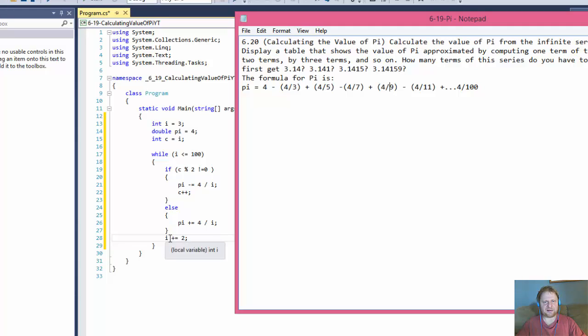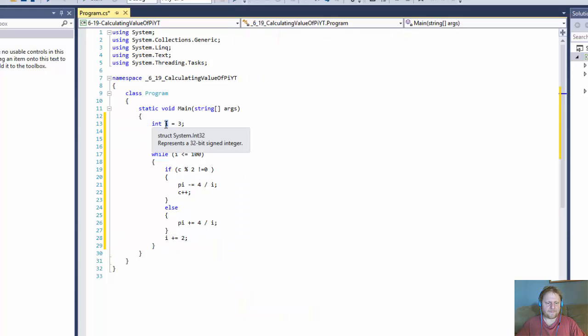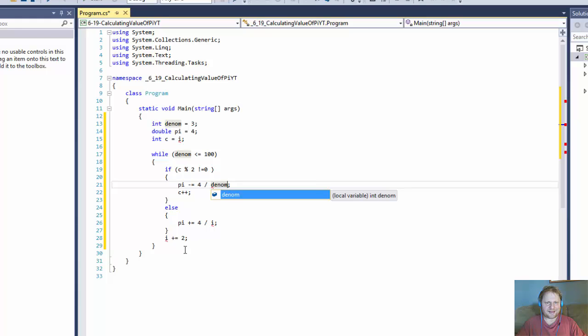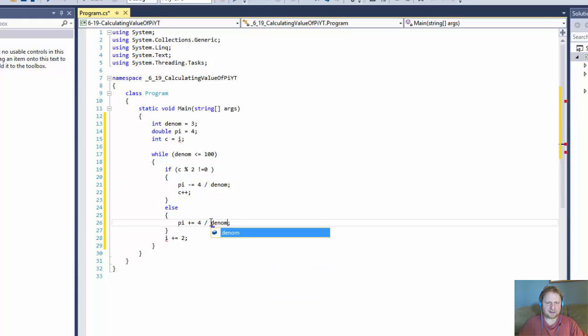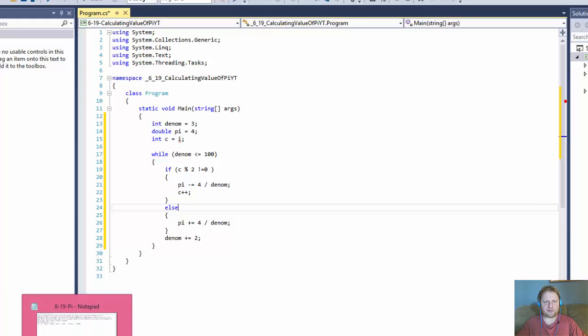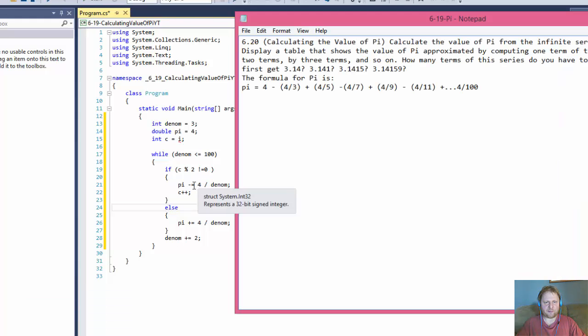Our I is the denominator. In fact, you know what, I will rename it just to make sure it is a little clearer. It's not an index per se like we would normally use, like a counter. But it is the value of the fraction, or the denominator of the fraction, while the numerator is always 4. So that's why we have 4 here, and 4 here, divided by denominator. And the only difference is that we alternate minus over here, and over here, plus. And then at the end, we will increase denominator by 2. Because again, 3, 5, 7, 9.